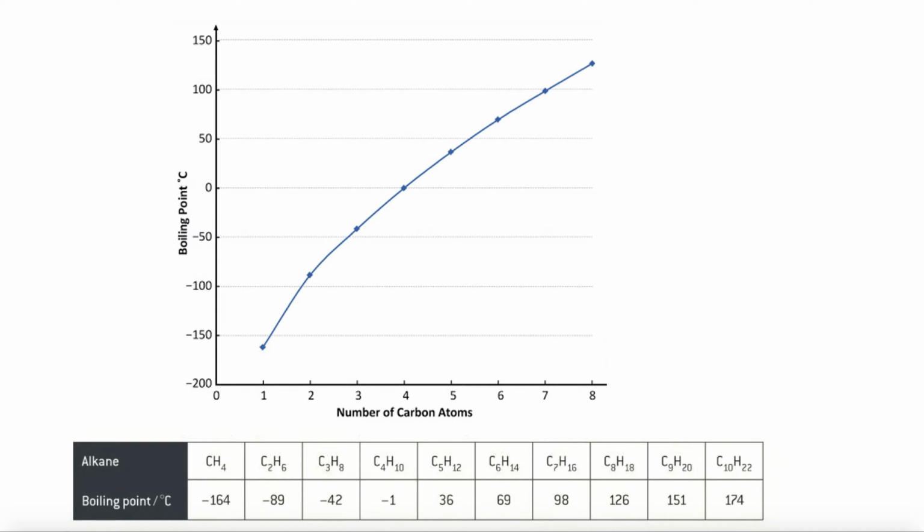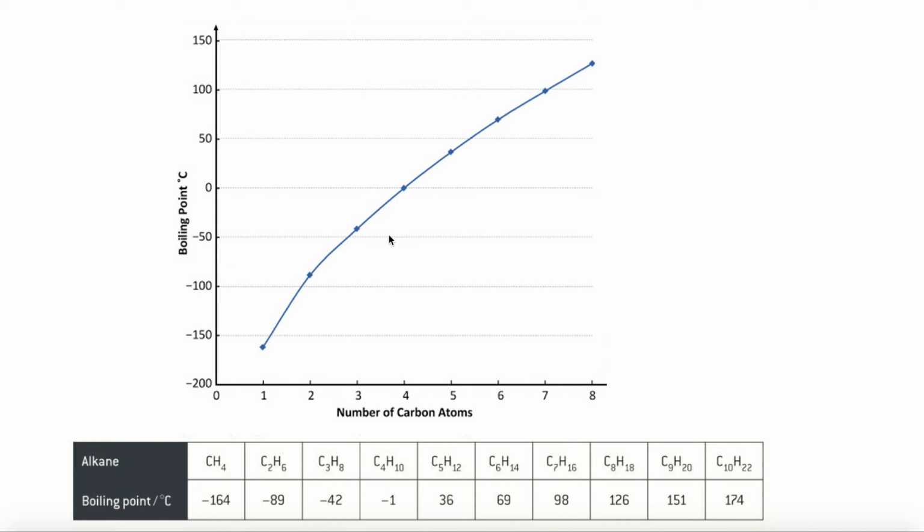So over here I have a graph. So it is number of carbon atoms plotted against the boiling point. And I've just got that information down here as well. So one carbon, that is methane, then we've got ethane, propane, and so on. And the same thing down here, just methane, ethane, propane, and so on. And as you can see, as you increase the number of carbon atoms, the boiling point is increasing.